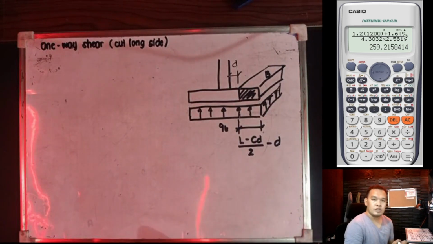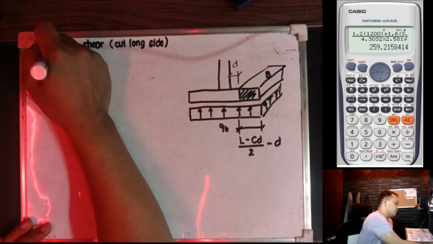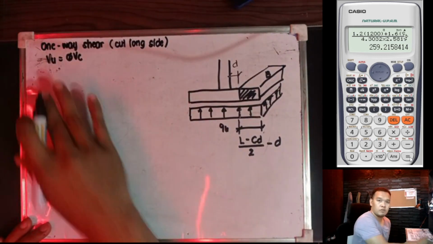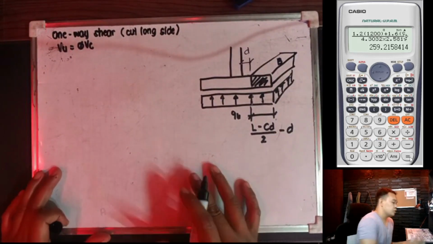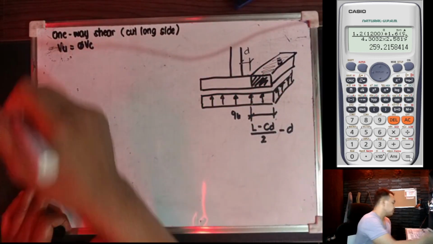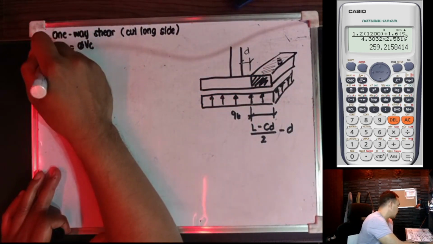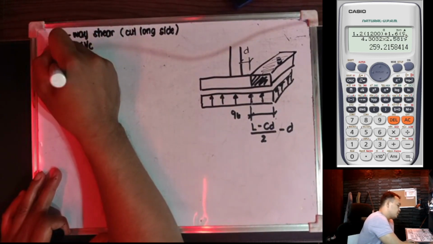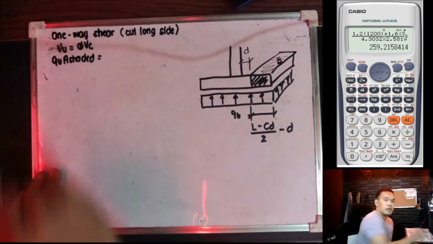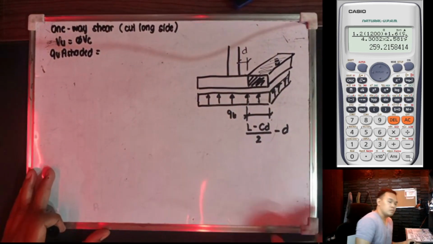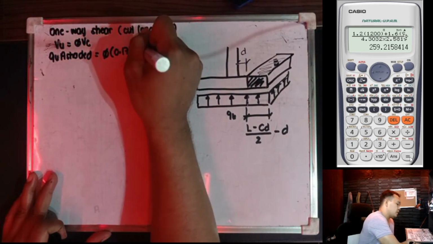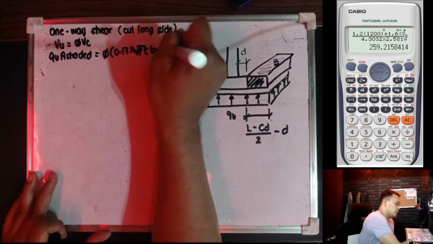Okay? So, to get this, we have here VU is equivalent to VC. And we all know that VU is equivalent to QU times the shaded area. So, we have here QU, and the shaded area is this part. Okay? We have QU, which is equivalent to, let me write, QU times the shaded area is equivalent to phi times 0.17 lambda the square root of f'c BW D. Okay?